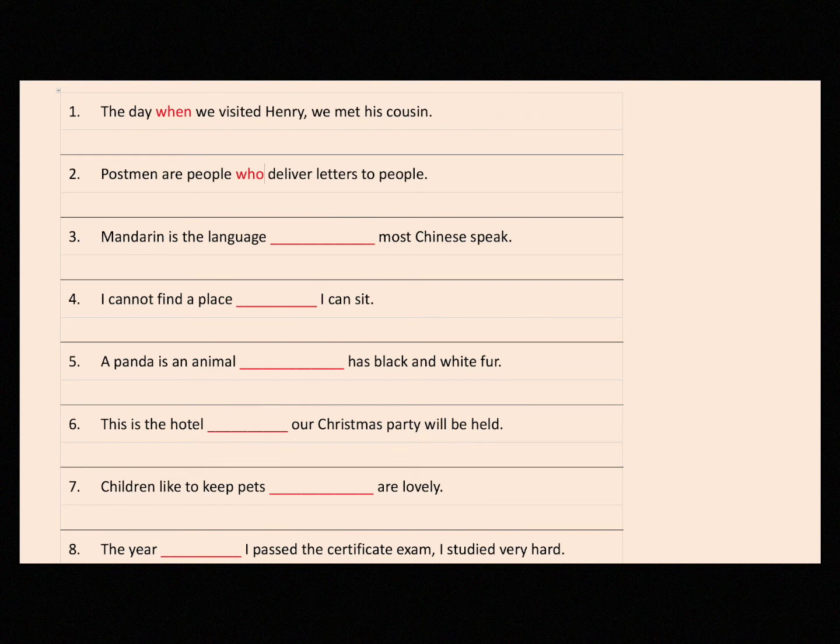Number 3, Mandarin is the language. Language is a thing, and that's why we use which to talk about the thing, which is the language. Mandarin is the language which most Chinese speak. Number 4, I cannot find a place. When we say a place, obviously we use where. I cannot find a place where I can sit.